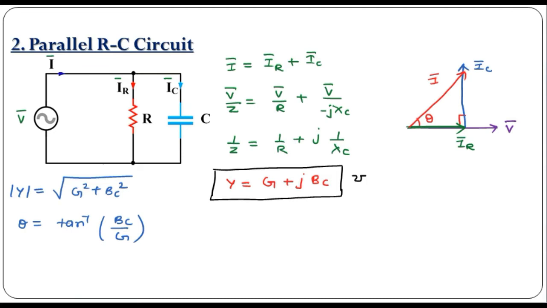Okay, so now let us consider this current triangle. So we are getting, this is IR, here we will only consider the magnitude, this is IC. Okay, and this is the total current, which is I, and this angle is theta, and this is 90 degrees.